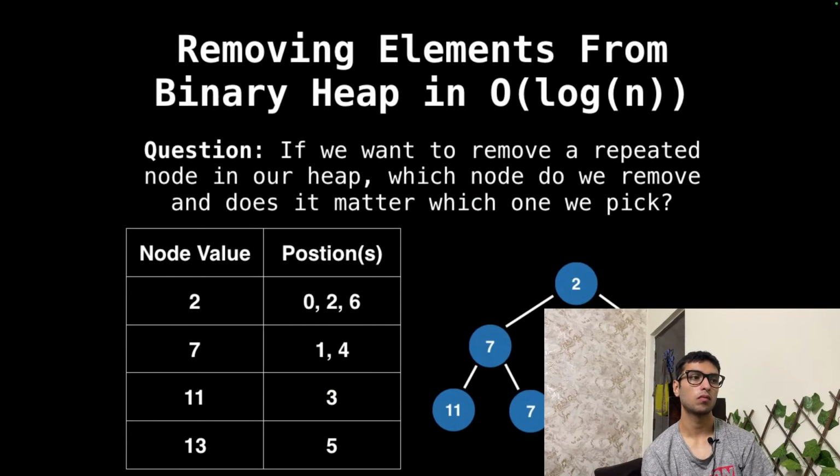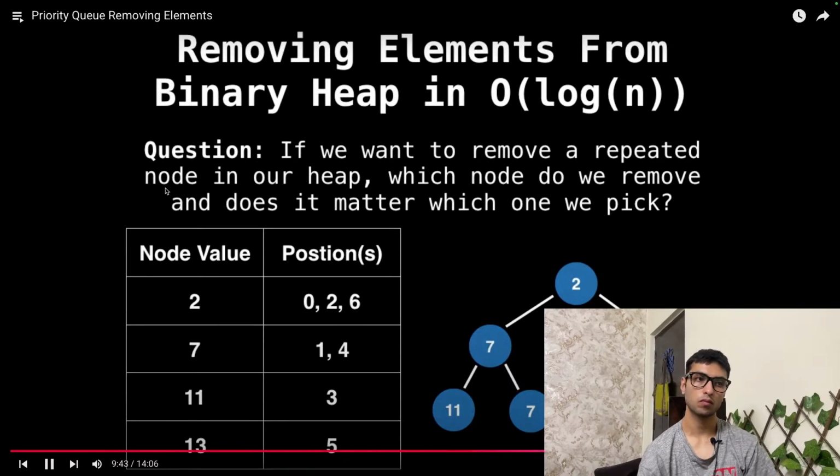Okay, so this all sounds great. We keep track of repeated values by maintaining a set of indices at which a particular value was found. But now let's ask a further question.